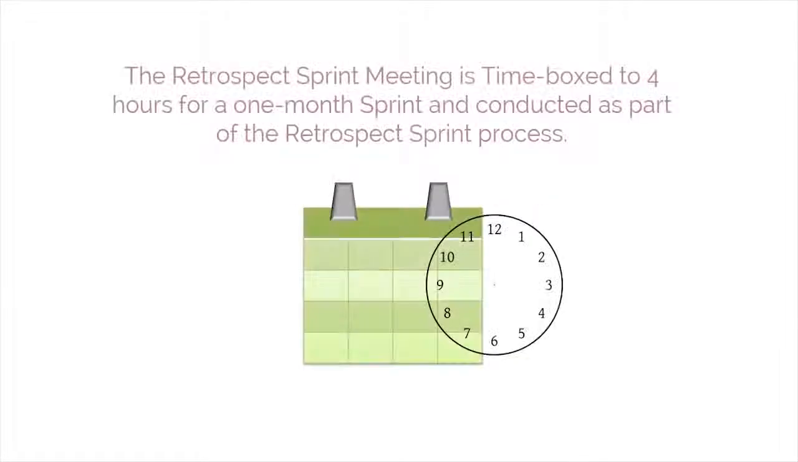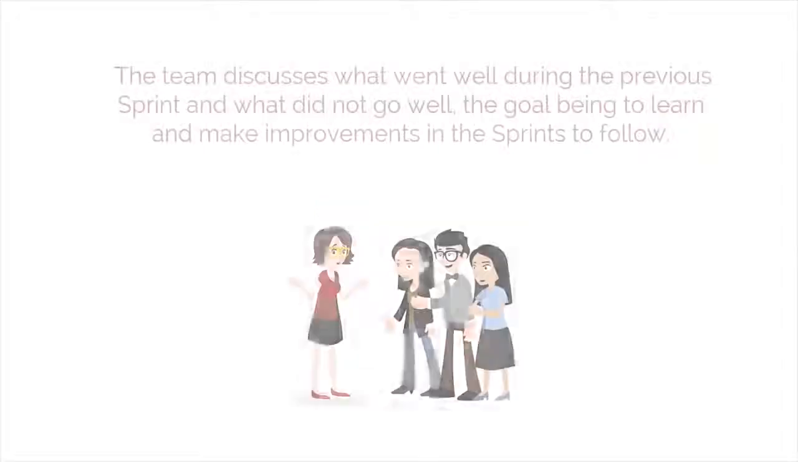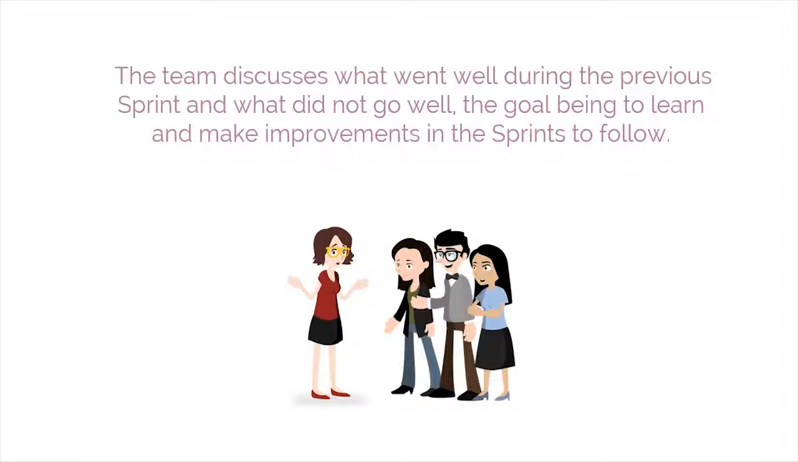Finally, let's conclude the mock product development case study with a discussion on the Retrospect Sprint Meeting. The Retrospect Sprint Meeting is time-boxed to 4 hours for a 1-month sprint and conducted as part of the Retrospect Sprint process. During this meeting, the Scrum team gets together to review and reflect on the previous sprint in terms of the processes followed, tools employed, collaboration and communication mechanisms, and other aspects relevant to the project. The team discusses what went well during the previous sprint and what did not go well, the goal being to learn and make improvements in the following sprints.